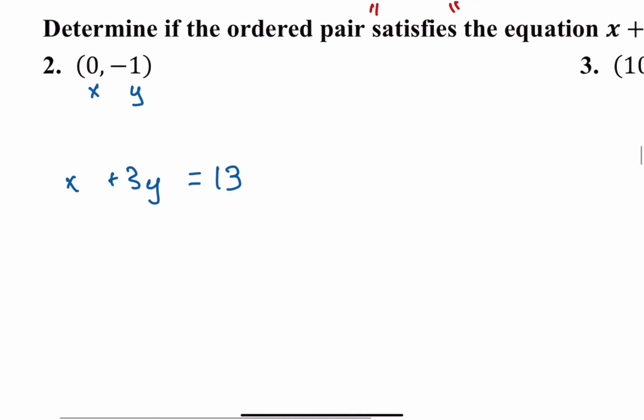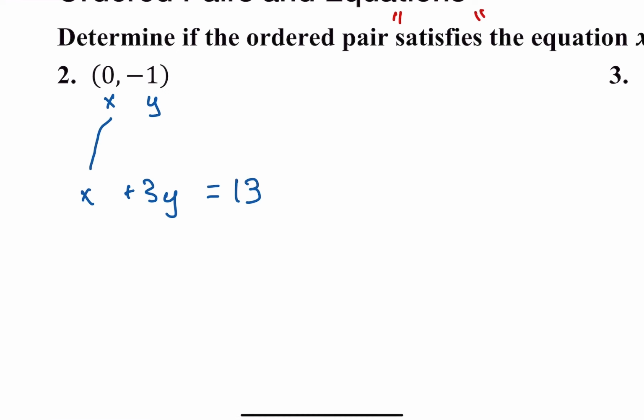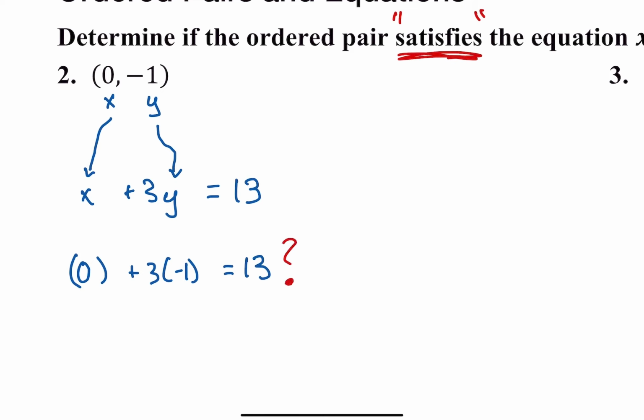So I'll go ahead and let me zoom in here. We'll go ahead and put the x in there, and we'll go ahead and put the y in there. So this is going to be 0 plus 3 times -1 is equal to 13. And because we're checking if it satisfies, we're really not making that statement. We're asking, is this equation true?